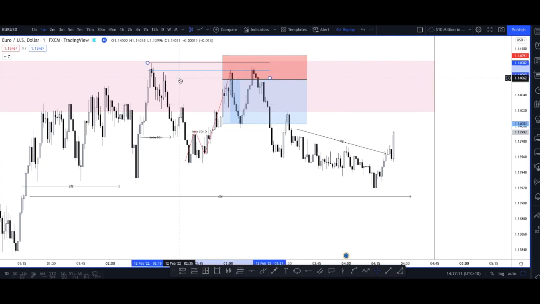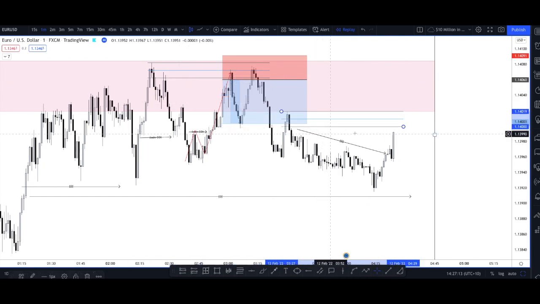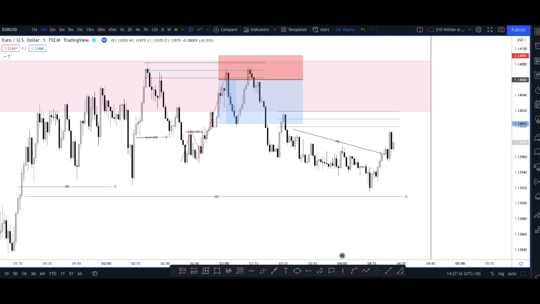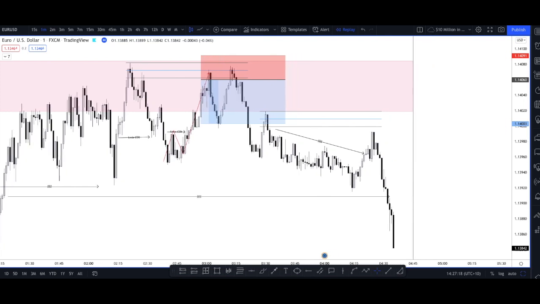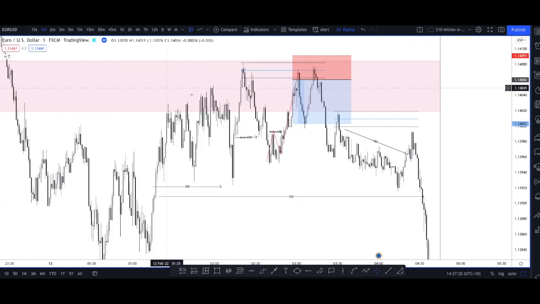I'm guessing it just respects this little 1 minute OB right now. And you probably could look for entry there. And it just missed it. All right. So it's a little indication.